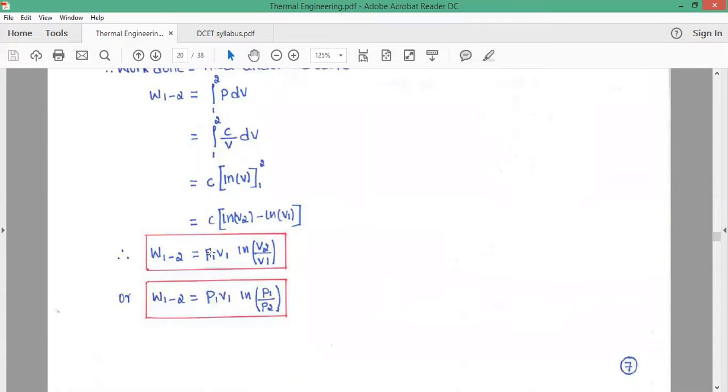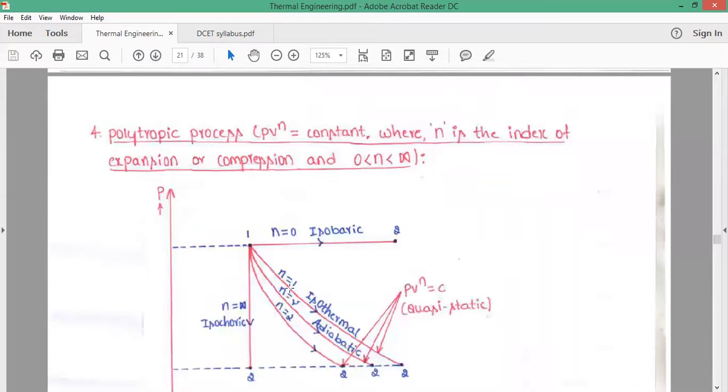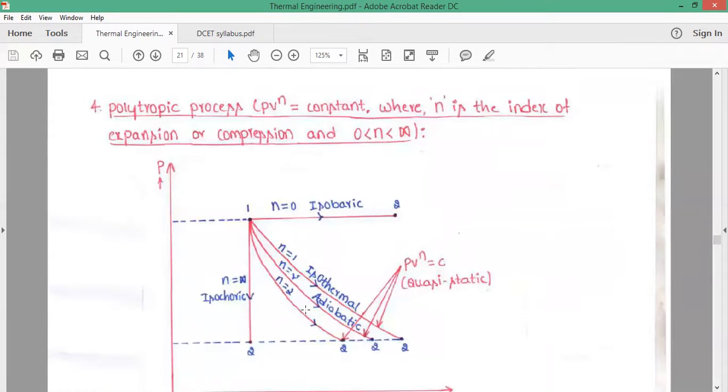Then that will be P1 V1 log V2 by V1, or P1 V1 log P1 by P2. Next one, polytropic process. It's a common process. The equation of state for this polytropic process is PV raised to the power of n equals constant, where n is the index of expansion or compression. The value of n varies from 0 to infinity.